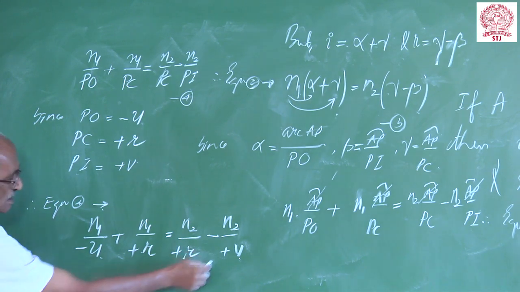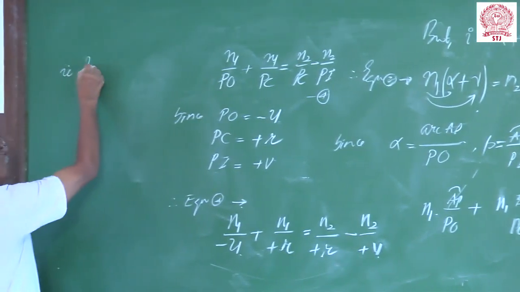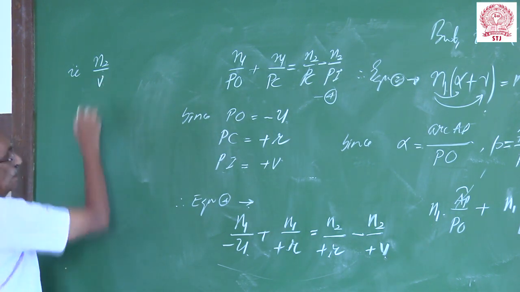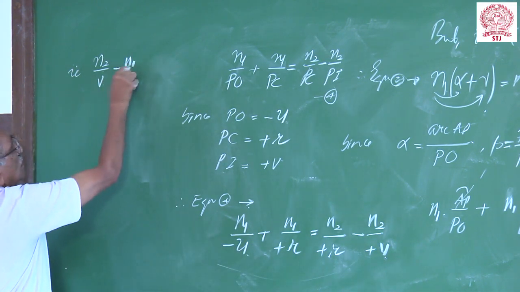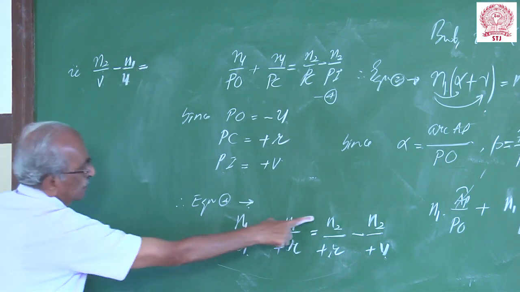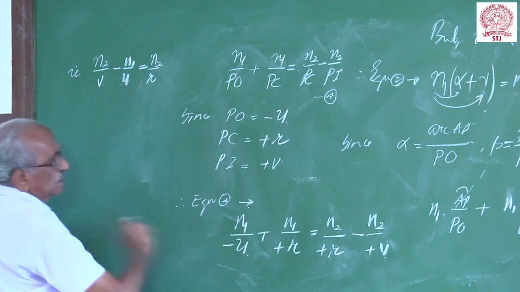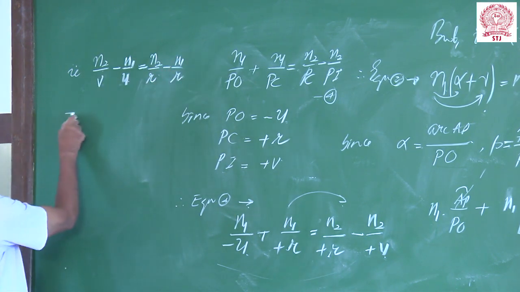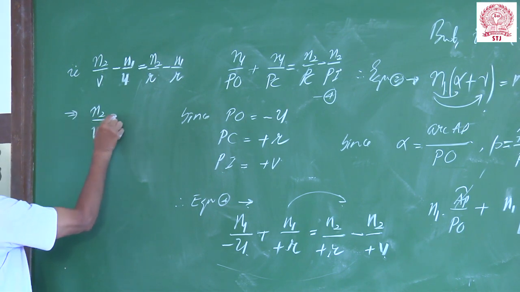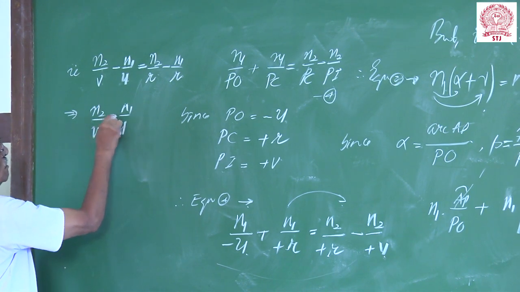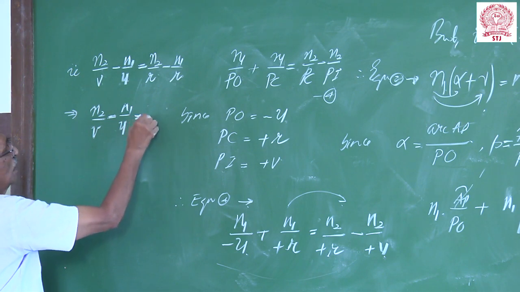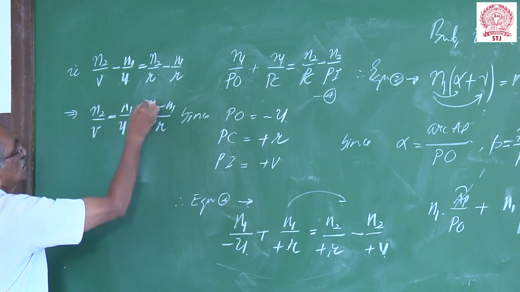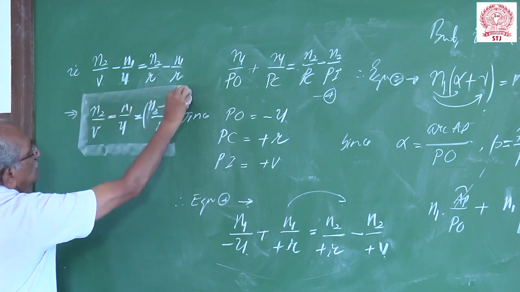Rearrange the terms. So we have N2 by V, transposing to the left side, N2 by V minus N1 by U is equal to N2 by R, and transposing this to the right side, minus N1 by R. Now that gives you N2 by V minus N1 by U is equal to, taking R out common, 1 over R, N2 minus N1 over R.